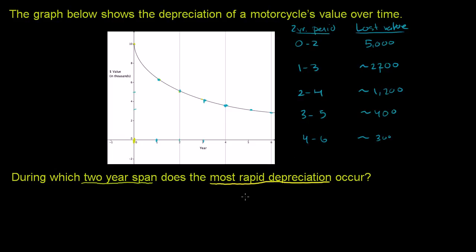So the most rapid depreciation occurs in the first 2 years. And you didn't have to go through this exercise. You could have just looked at the chart. You could say, hey, look how steep it is this first 2 years compared to all of the years after that.